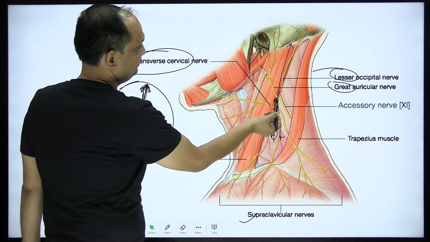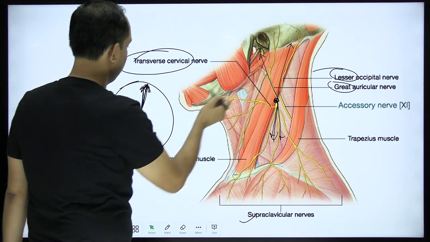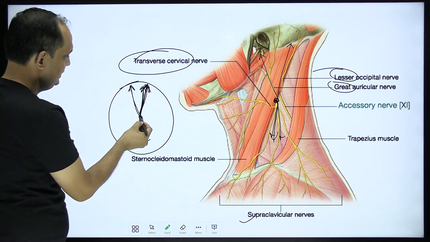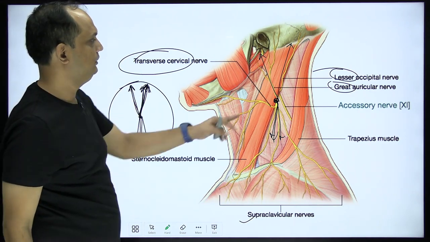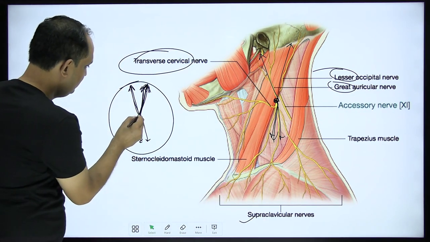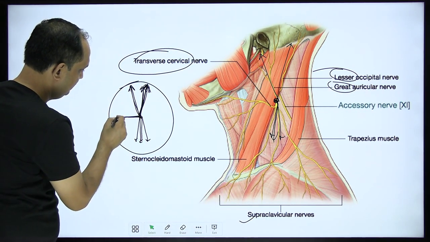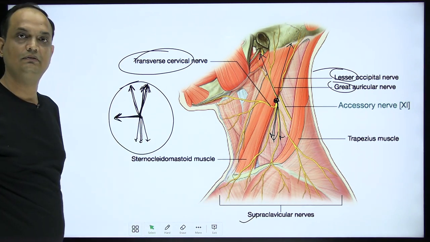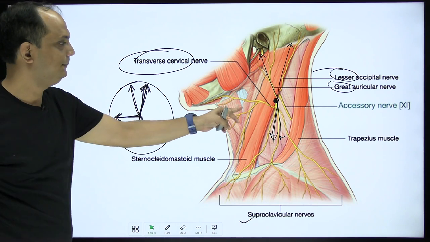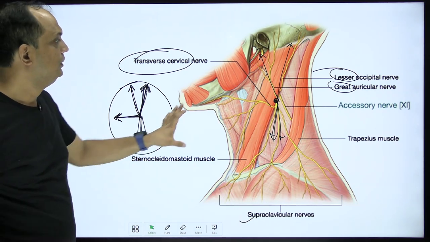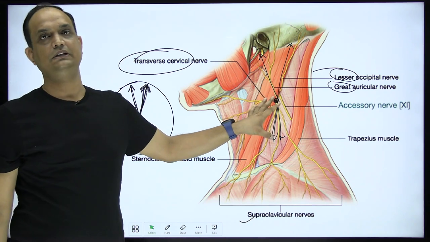Now, if you see one more nerve which is going at the 11 o'clock position, it is known as the greater auricular nerve. It is the greater auricular nerve. And you have one horizontal nerve, and this horizontal nerve is known as the transverse cervical nerve. Okay? So this is your most important question, and the question is just to label these four nerves in the exam.